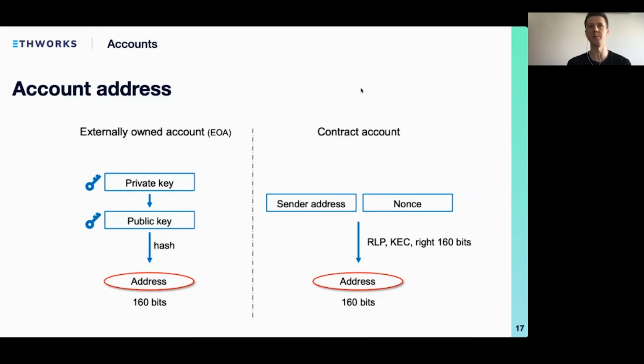In case of contract accounts, because each contract account is created by some externally owned account, the address of a contract account is a hash of some externally owned account and this externally owned account's nonce. So for instance, if my account creates some contract account as the first transaction, it will be the address of my account and nonce 0. Then you hash those two pieces of information and take 160 bits. That is the address of the new contract account.